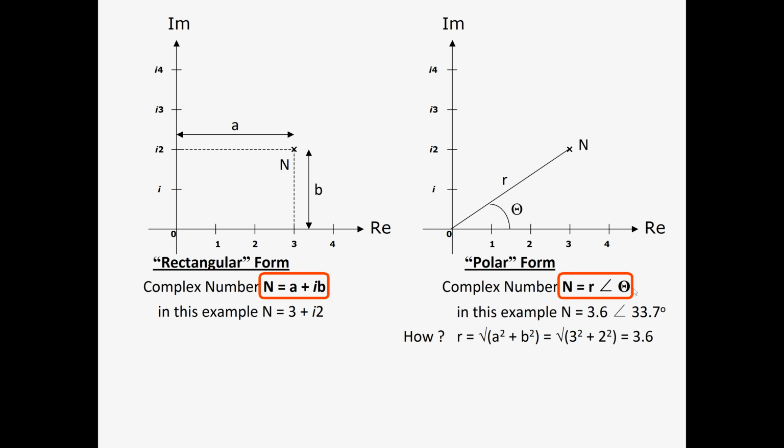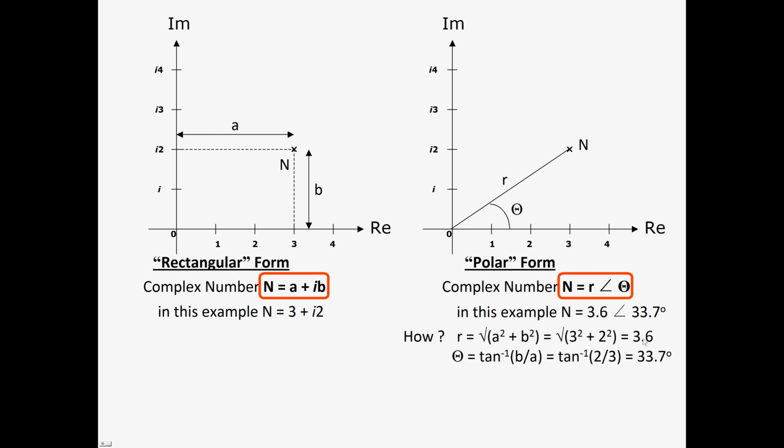Well, if you remember from Pythagoras' theorem on a right angle triangle, the value of r squared, if we make a right angle triangle by dropping a perpendicular from the value down to the real axis here, then r squared would equal 3 squared plus 2 squared. So r is equal to the square root of a squared plus b squared, which is the square root of 3 squared plus 2 squared, which is about 3.6.